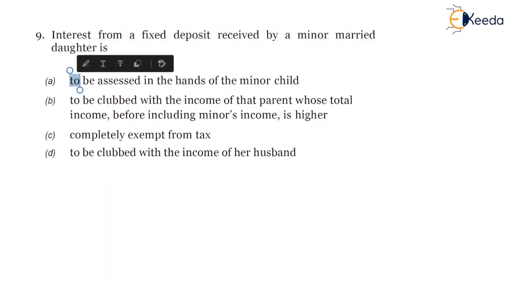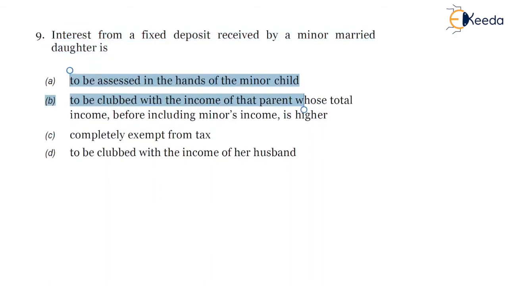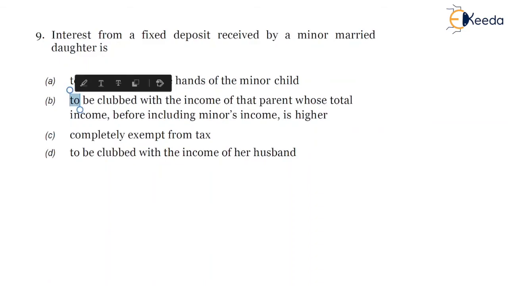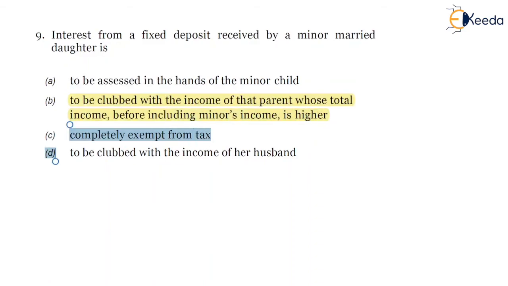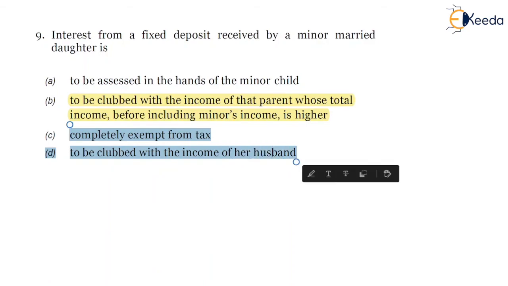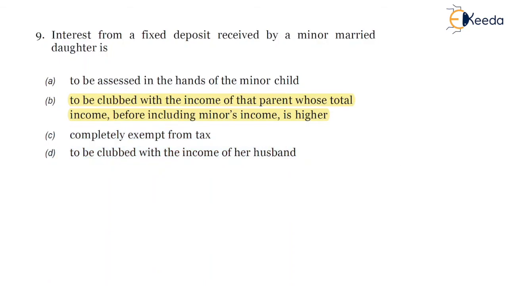Correct? To be assessed in the hands of minor child? No. To be clubbed with the income of that parent whose income before including minor's income is higher? Yes. Completely exempt? No. To be clubbed with the income of a husband? No. So friends, option number B is the correct answer.